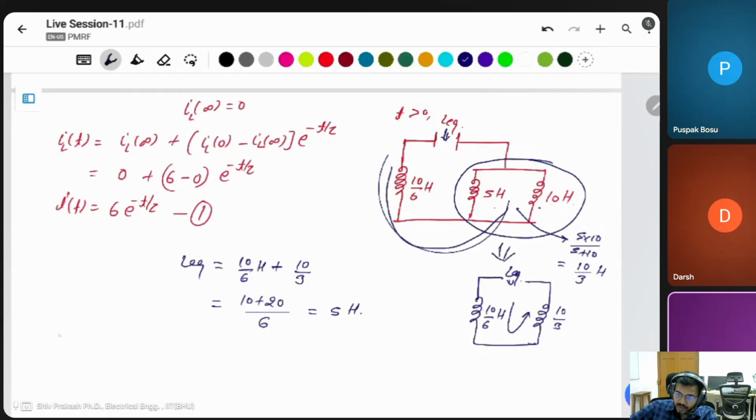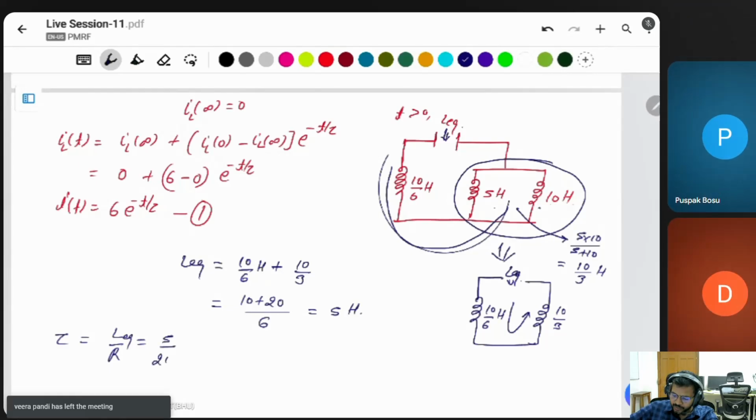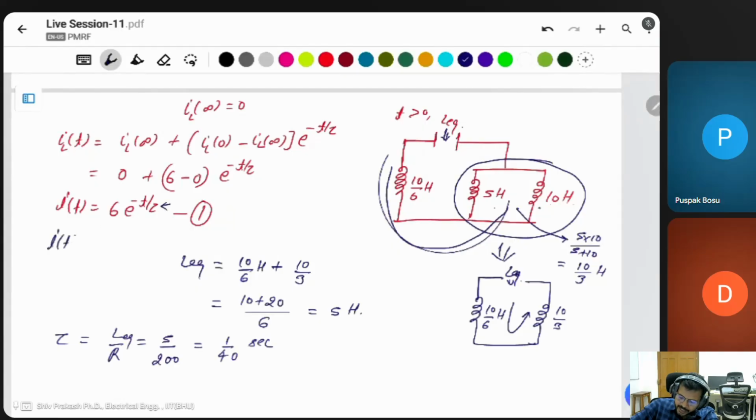Okay, then what is the tau? Tau is simply L by R, with L equivalent in this case 5 divided by the resistor. Resistor is 200 ohm, so tau is 1 by 40 second. You can put the value of tau here. Then what is IL? IL is equal to 6 e to power of minus t by tau. Tau is 1 by 40. Then IL is equal to 6 e to power of minus 40t.